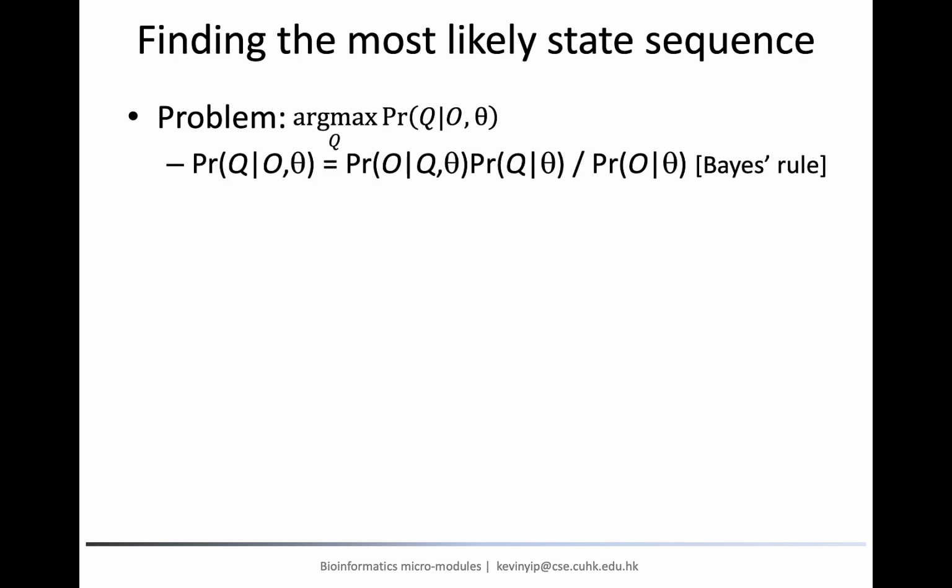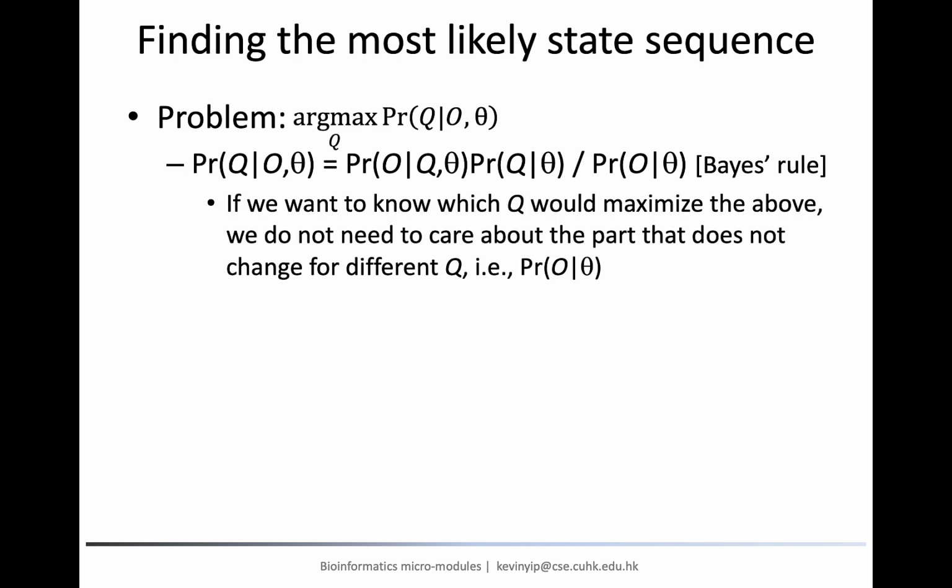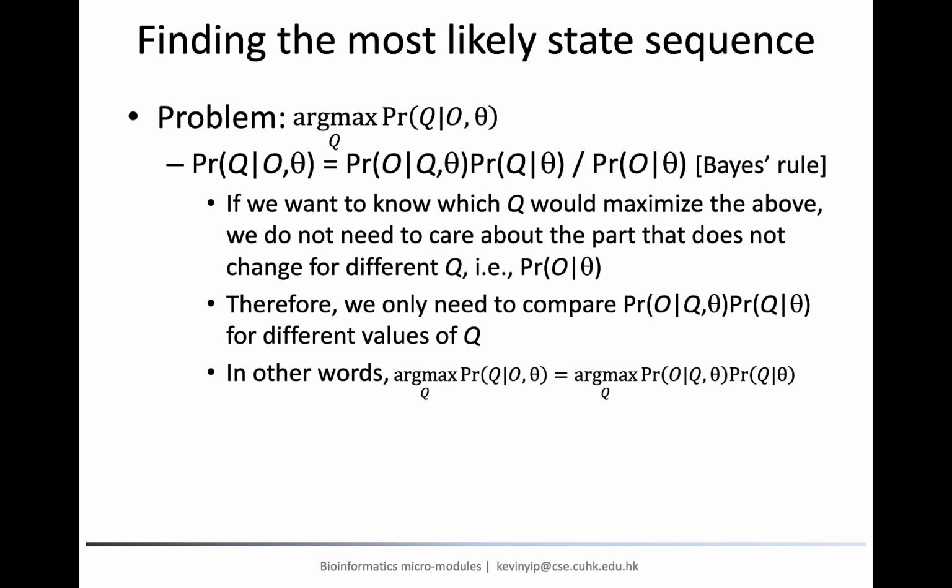And therefore, we use Bayes' rule to convert the original expression to the three terms on the right-hand side. Notice that the term probability of O given theta is a constant for different values of Q, since it does not involve Q. And therefore, in order to maximize probability of Q given O and theta, we only need to maximize the product of the first two terms on the right-hand side, and the term in the denominator can be completely ignored.